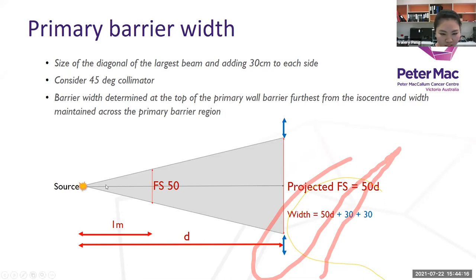So then this is just similar triangles to find the length here, and you can find the length here and add 30 on each side. And so that's the primary barrier width.